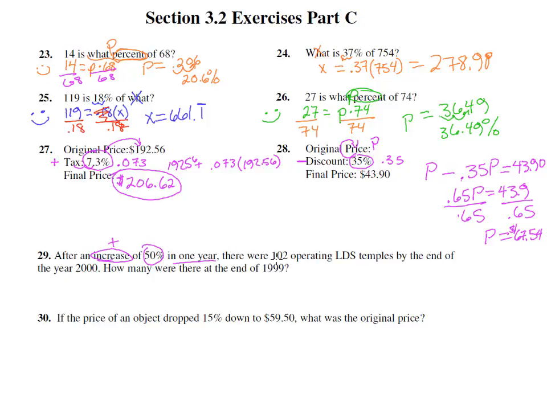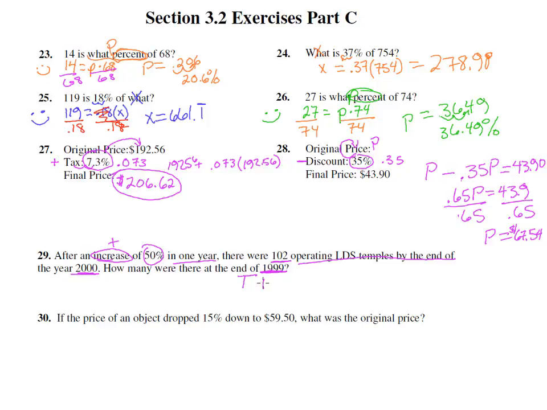Number 29. After an increase, so we're going to have a plus, of 50% in 1 year, there were 102 operating LDS temples by the end of the year 2000. Wow, how many were there at the end of 1999? Wow, 50% increase in 1 year. So we started with the number in 1999. We got to pick a variable here. Let's call it T for temples.